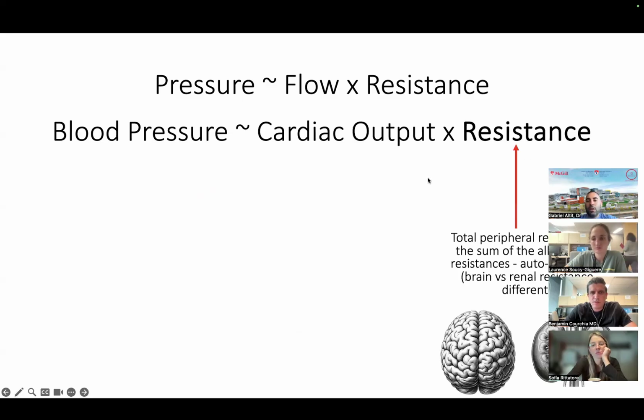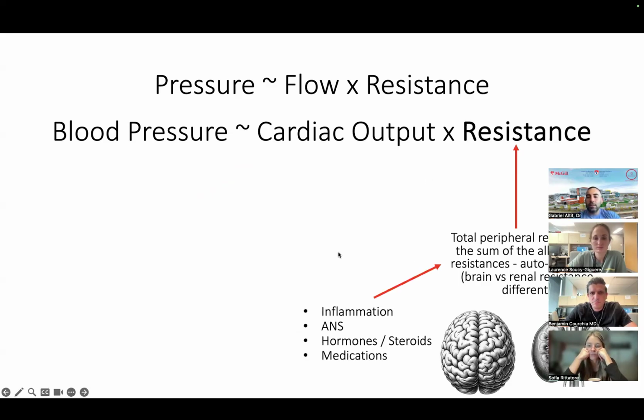The resistance, we often look at the resistance like it's one single thing, but there's a total peripheral resistance, which is the sum of all these resistances. And that can be impacted by inflammation, again, autonomic nervous system. So if you have ongoing seizure, you may have vasomotor instability.